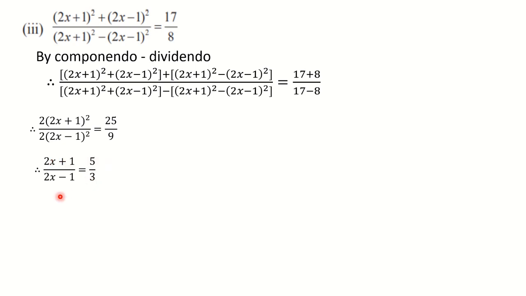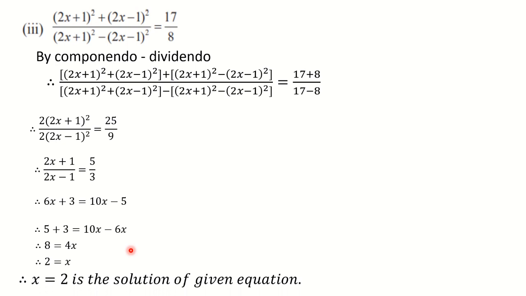Now the next step is to cross multiply. 3 into 2x, that is 6x plus 3 is equal to 10x minus 5. Then equate the like terms, take them on one side. So let us shift this minus 5 that side. So this will become plus 5. 5 plus 3 is equal to 10x minus 6x. So we will get 8 is equal to 4x, and from that we will get x is equal to 2. Okay. So here x is equal to 2 is the solution of the given equation.